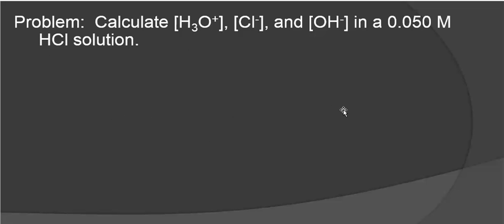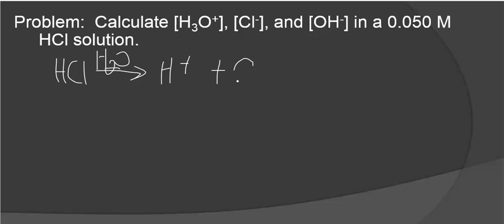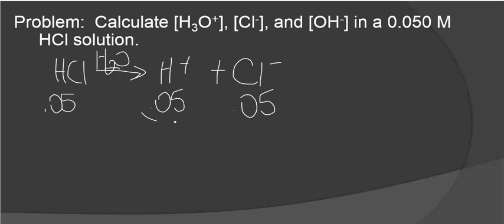So let's look at an example of a strong acid problem here. We have an HCl solution, and I want to calculate hydronium, chloride, and hydroxide ion concentrations. Well, HCl is a strong acid, so when I put it in water, it breaks apart into H plus and Cl minus. Concentration of HCl is 0.05. Since it's a strong acid and it completely dissociates, the concentration of H plus is 0.05, and the concentration of chloride is 0.05. So the concentration of H plus, which is H3O, is 0.05. Chloride is 0.05. So I found those two.